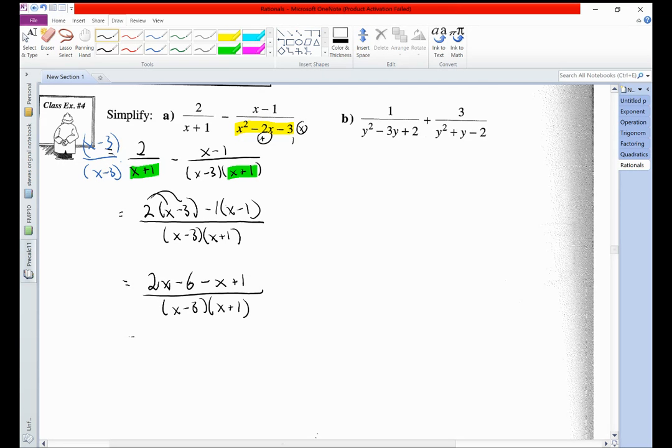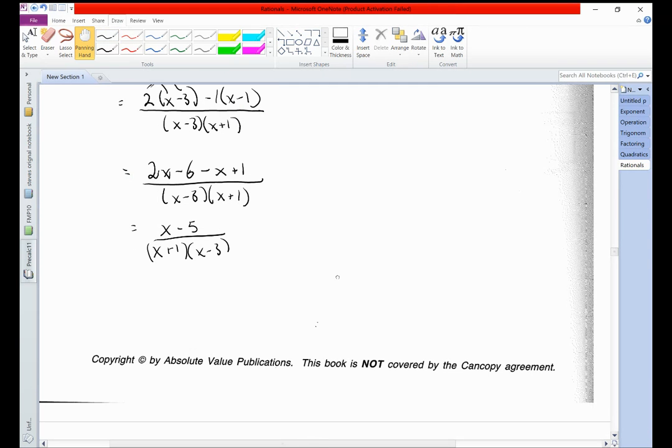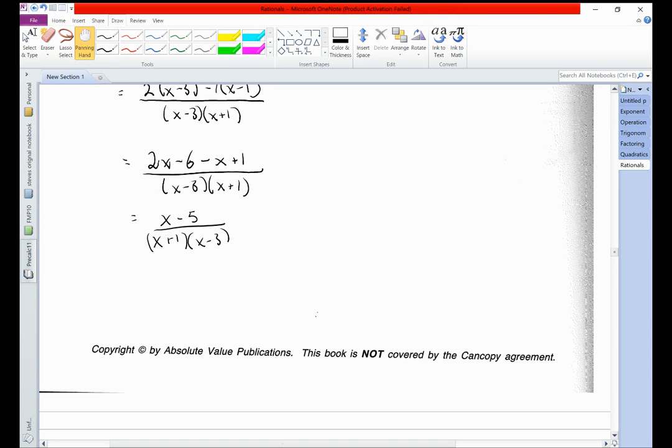I can combine my like terms. 2x minus x is x. Negative 6 plus 1 is negative 5 all over x plus 1, x minus 3. So I didn't have to define my non-permissible values until now, because I haven't done any eliminating. Like I haven't reduced anything from the top and the bottom, or canceled anything from the top and the bottom, and I'm not going to be able to. This is as simple as it goes. But now we still have to say that x cannot equal negative 1 or 3. And that's your final answer.